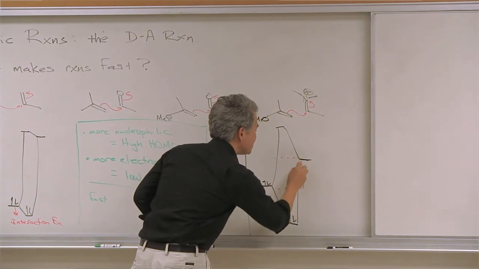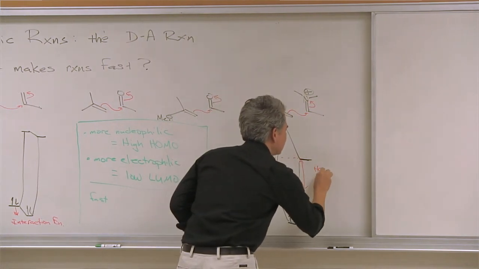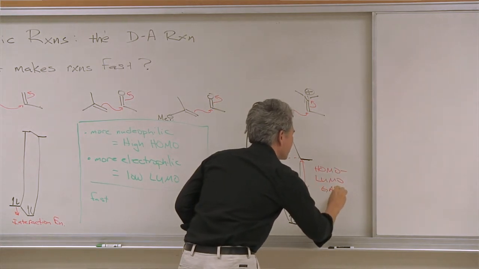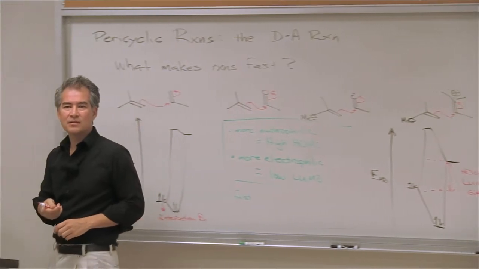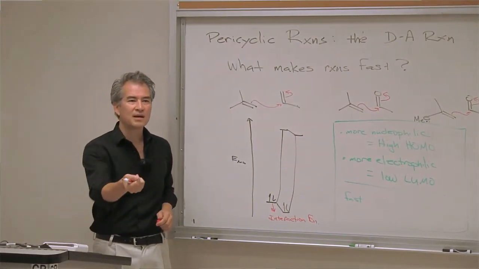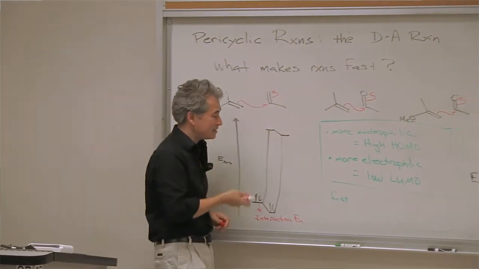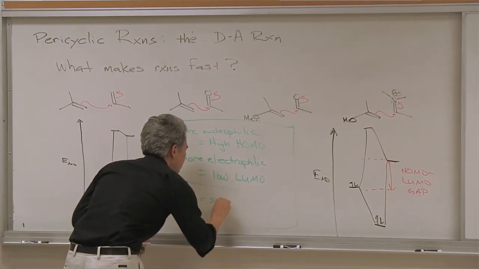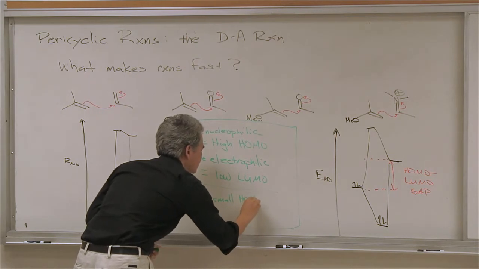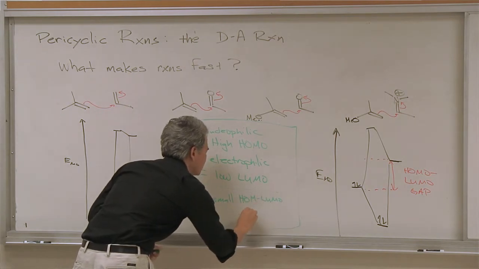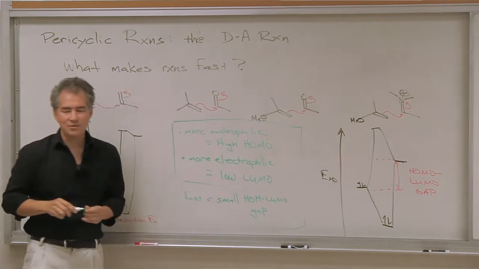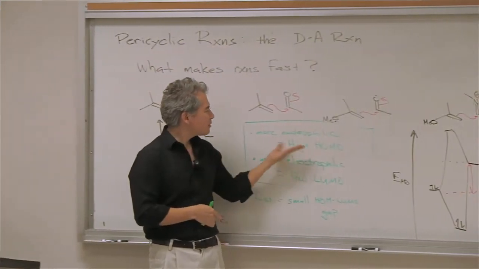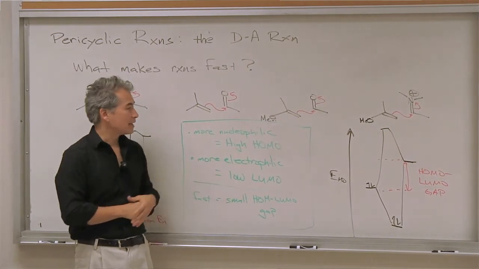So we often use this term HOMO-LUMO gap as a code word for saying fast reaction. Small HOMO-LUMO gaps correspond to fast reactions. So I think that's easy to see here. But really, you don't need to use that kind of fancy language. You could just say more nucleophilic and more electrophilic.